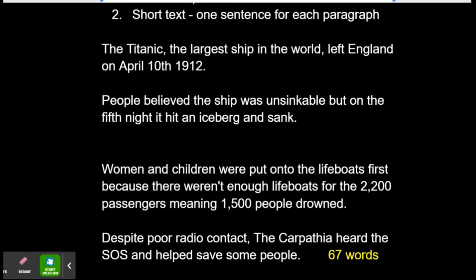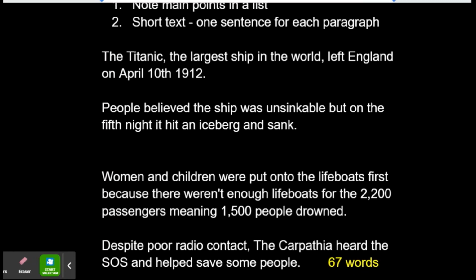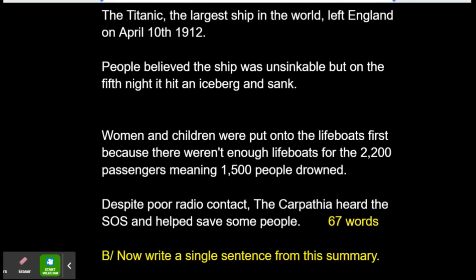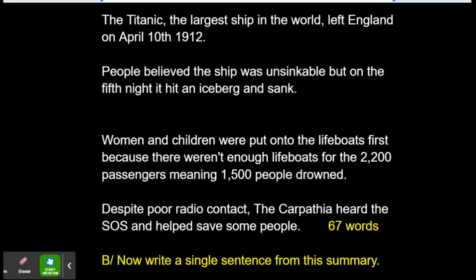People believed the ship was unsinkable, but on the fifth night it hit an iceberg and sank. Women and children were put on the lifeboats first because there weren't enough lifeboats for the 2,200 passengers, meaning 1,500 people drowned. Despite poor radio contact, the Carpathia heard the SOS and helped save some people. So now I've used 67 of my 85 words, but I haven't finished yet, because I haven't completed the summary yet, and I need to think about the next stage.